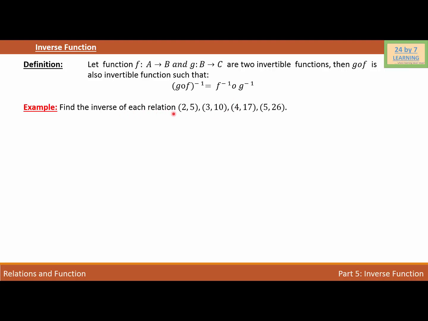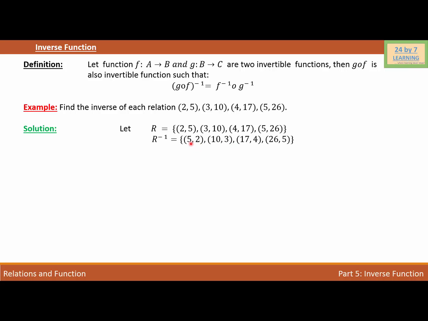Find the inverse of each relation: (2, 5), (3, 10), (4, 17), and (5, 26). It is given that R is a relation from 2 to 5, 3 to 10, 4 to 17, and 5 to 26. If we want to find the inverse of this relation, we need to switch the x values with y values.